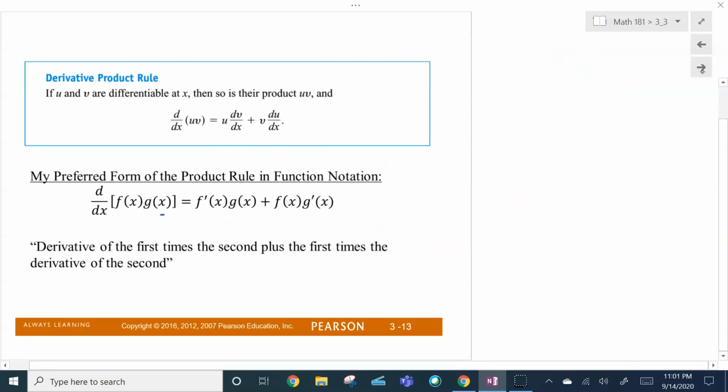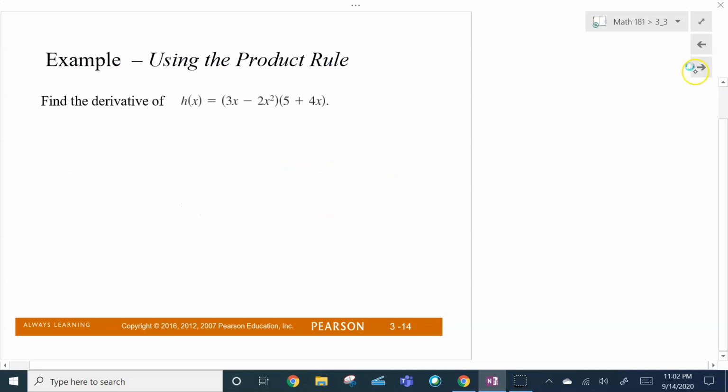Now this is called the product rule, okay? And I like it in the function notation form. So the derivative of f of x times g of x is the derivative of the first times the second, plus the first, leave it alone, times the derivative of the second. Okay, so for example, let's do it here. This is h of x equals, this is my f of x, that's my g of x.